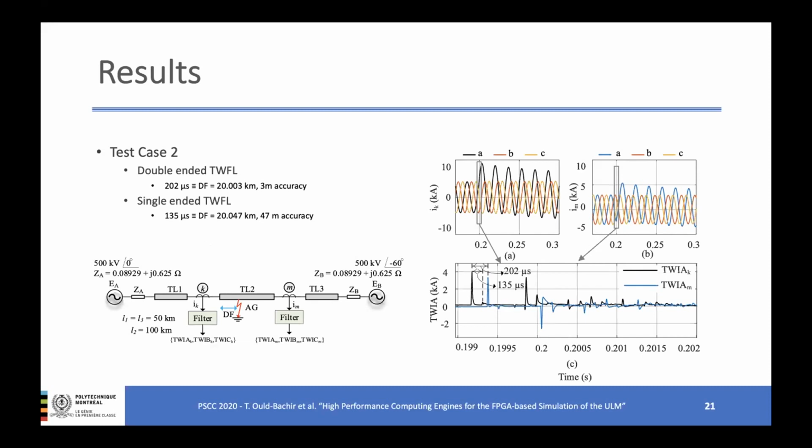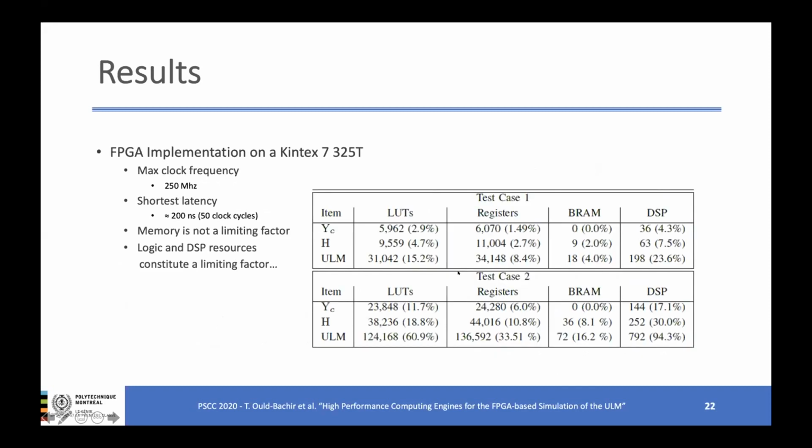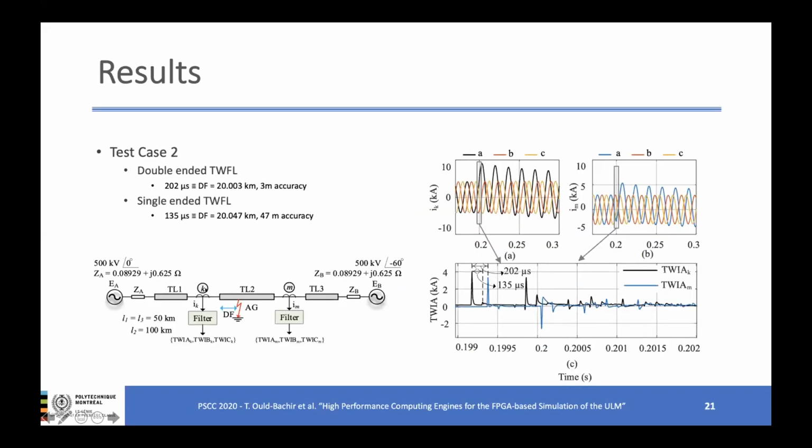The second test case considered here is the traveling wave fault location. We suppose that there is a phase to ground fault at 20 kilometers from terminal K. We're reading, filtering and generating the traveling wave currents on terminal K and terminal M, and these are the observations. What we see is that the time duration between the two peaks, the peak at terminal K and the peak at terminal M, is 202 microseconds. There is an equation that translates time into distance, and this translates to 20.003 kilometers. So the accuracy is 3 meters in this case.